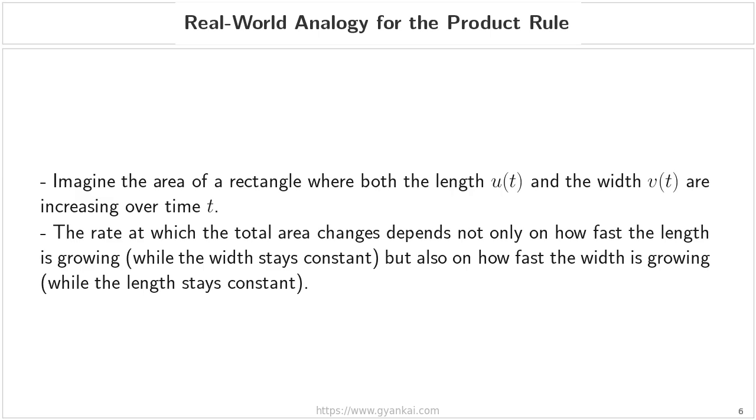The rate at which the total area changes doesn't just depend on one dimension. Rather, it depends on two things. First, it depends on how fast the length is growing while the width stays constant. Second, it also depends on how fast the width is growing while the length stays constant. This intuition explains why the formula we just discussed in the previous slide requires us to add two separate terms together, rather than simply multiplying the derivatives.